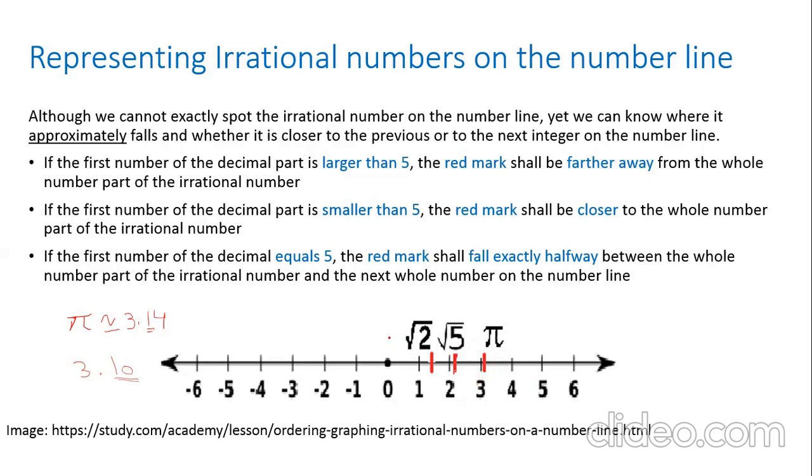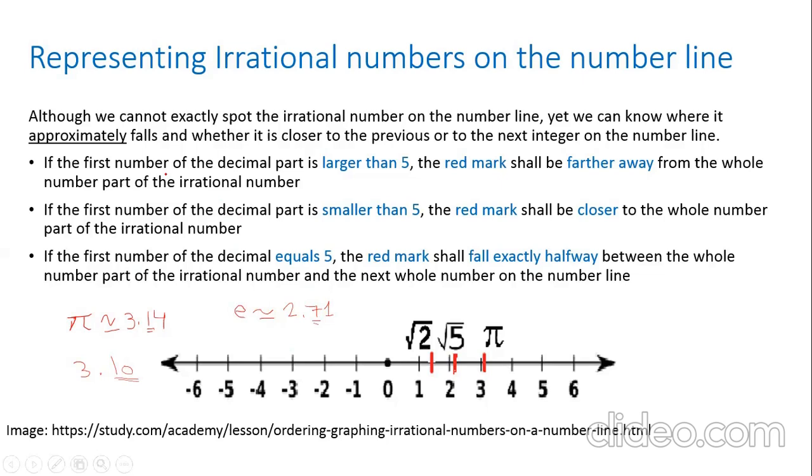Now, let's take another case, for example, E, the Euler number we found on the previous slide. It's approximated by 2.71. In this case, if we took the first part of the decimal part, which is 7, we find that 7 is larger than 5, so we take the first case.